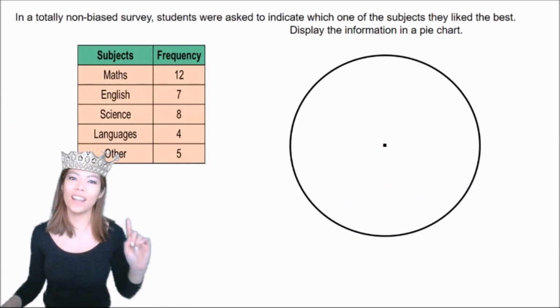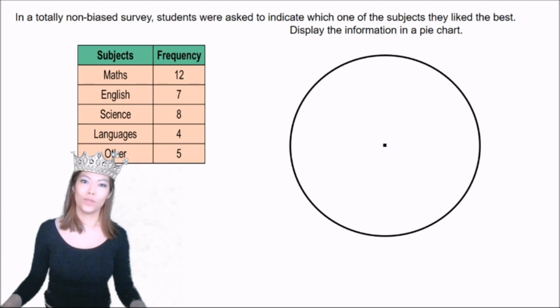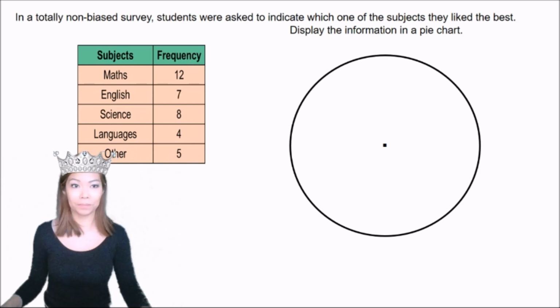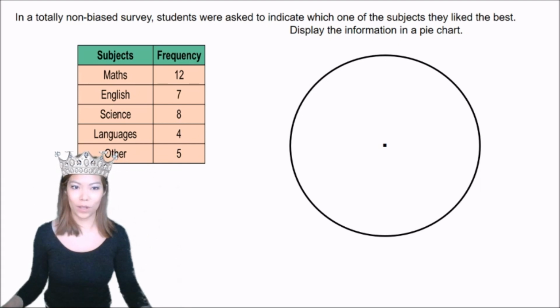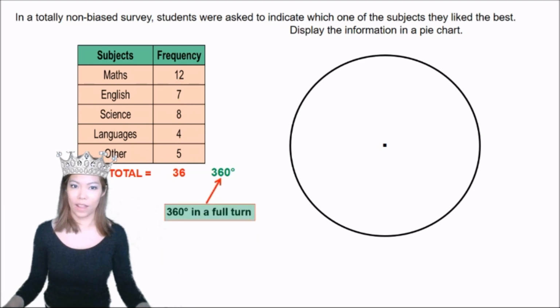Let's look at one last example. Here we have a totally non-biased survey, and students were asked to indicate which of the subjects were their favorite. Here are the results. So again, we have to find a total, so we know what fraction each of our topics is, and it's 36. And then we can do two things here. We can look at 36 times what is 360, and we can do a shortcut to get to all the values here.